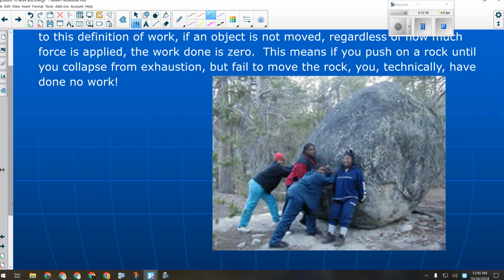Then why do you get tired? If they push on that rock all day, they're not going to do any work on the rock, but they're going to get tired. If work's a transfer of energy or a change in energy and they didn't change the energy, why are they tired? You're still exerting force, and it's exerting it back on you. Now, that does do work on you.